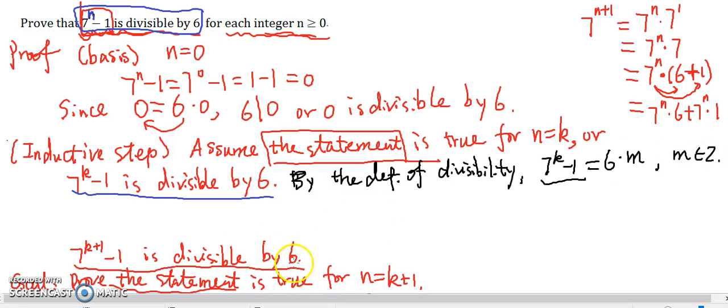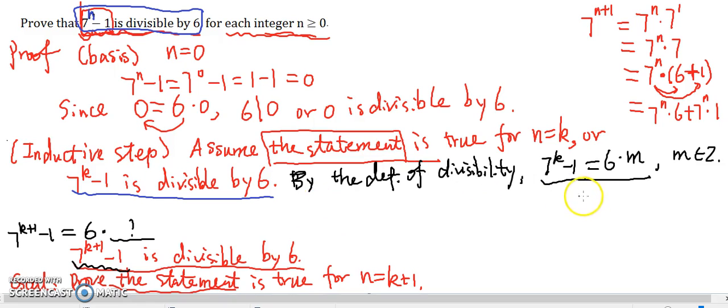So we can use m, and m is an integer. Similarly, if we want to prove 7 to the k plus 1 minus 1 is divisible by 6, that means we have to prove 7 to the k plus 1 minus 1 we can factor a 6 out of there times an integer. So what's missing here is that integer. Now we have to use what we have. We know 7 to the k minus 1 is equal to 6 times the integer. How do we get an integer for here?